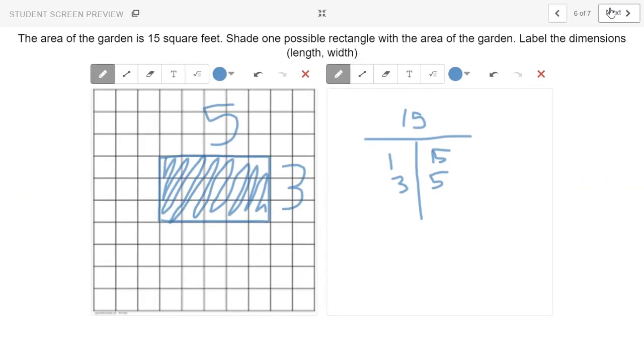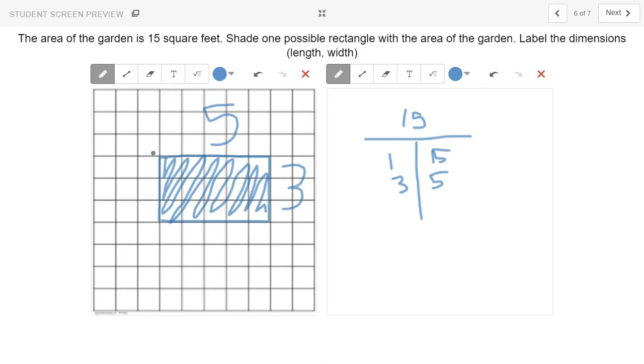The area of the garden is 15 square feet. Shade one possible rectangle with the area. Label the dimensions, length and width. Now, those are the factors of 15, and since it's not wide enough to do 1 by 15, I chose the 3 by 5. So there's my length of 5 and then the width of 3.